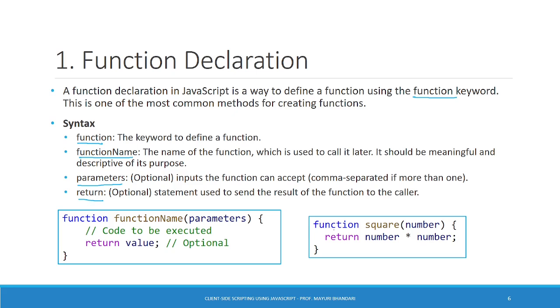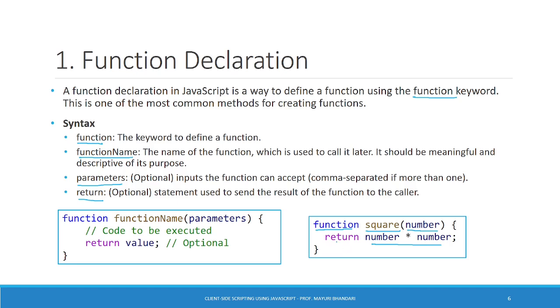So here is the full example of a function. So we have used the function keyword. Square is the name of the function. The square function has one parameter, that is number, and this function returns the square of the number. So we have written a return statement here.